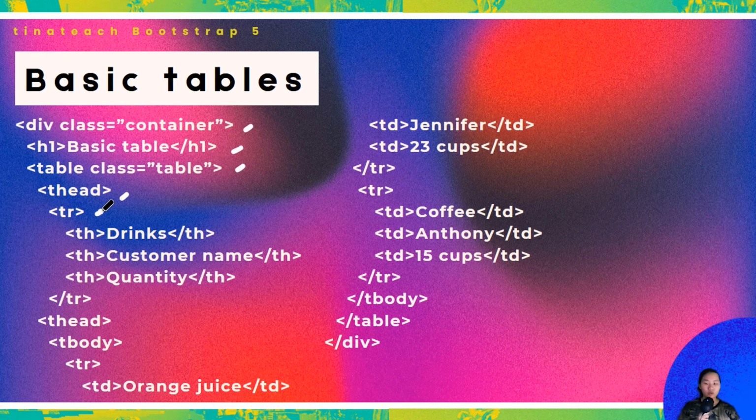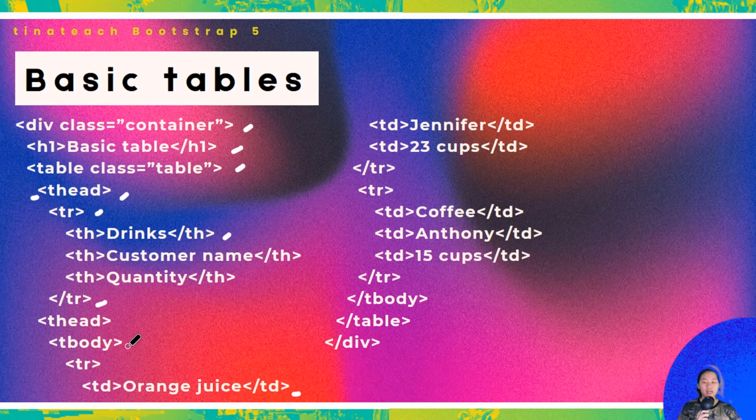And then table row, preceded by table header because we're in the table head tag. Okay, we haven't escaped that yet. We're still dealing with that. Next up is customer name, quantity, and drinks. Now, after we've closed this table row, we're done with table head. We're not dealing with TH anymore. We're dealing with TD, table data.